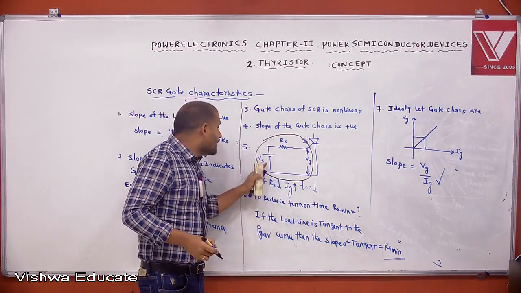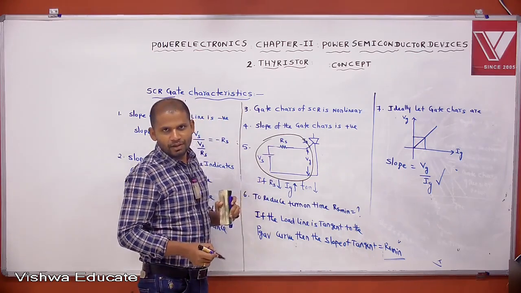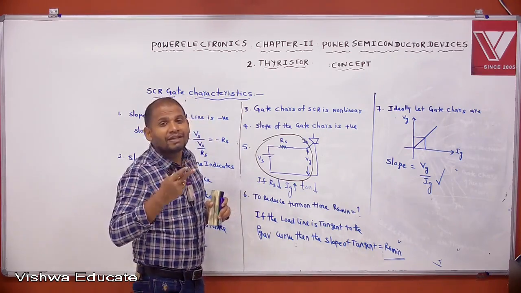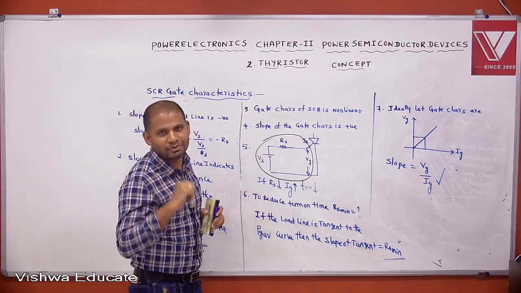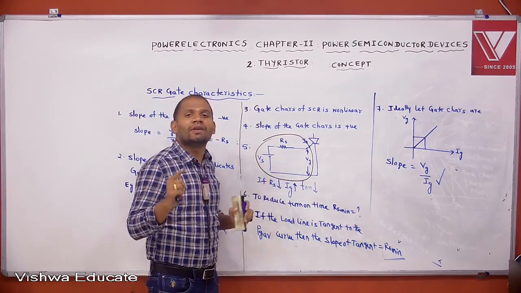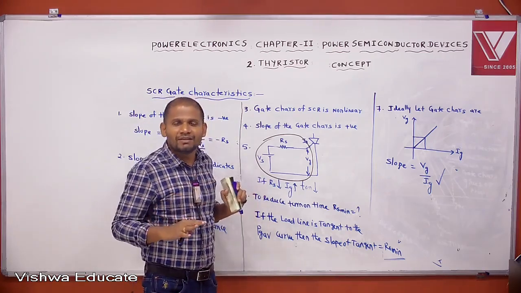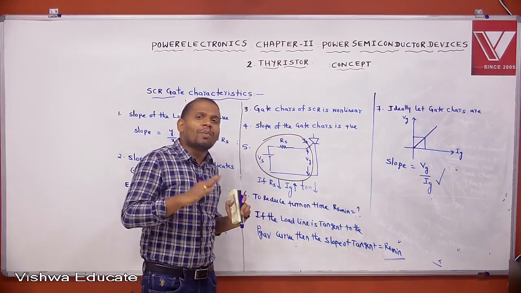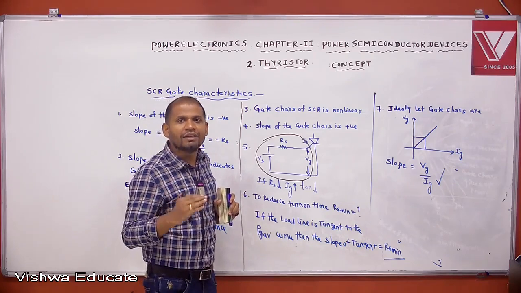Here this triggering circuit is supplied with DC voltage. Then we also give the AC triggering. Based on the gate supply voltage, the triggering methods are broadly classified into two types: DC triggering and AC triggering. Now I want to explain what DC triggering is and what the drawbacks of DC triggering are. Whatever drawbacks are present in DC triggering can be overcome by using AC triggering.